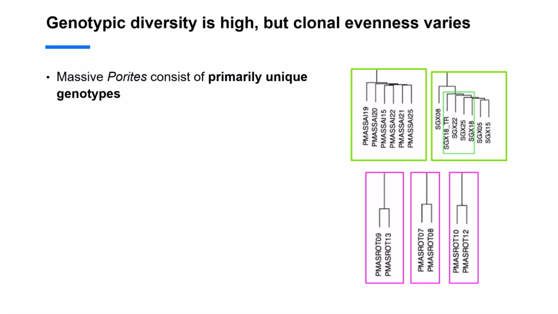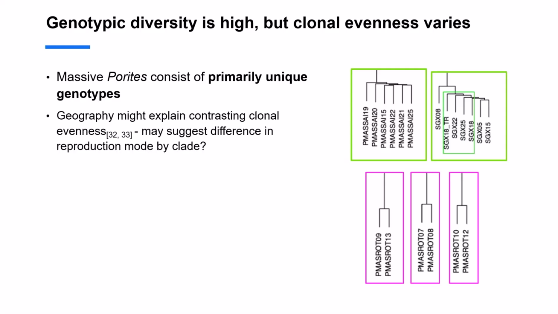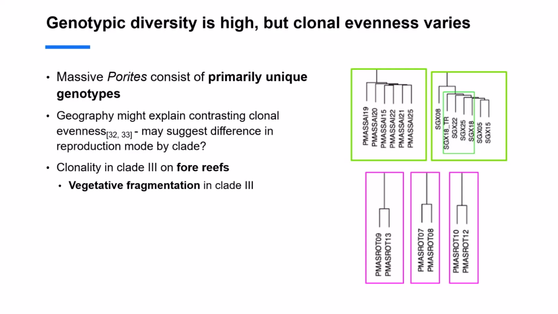So massive Porites do indeed consist of primarily unique genotypes. The difference that we're observing in the clonal topology might suggest differences in the reproduction mode that these clones are derived from by clade. Additionally, geography might be playing a role here. The examples I've highlighted here show clonality in clade 3 that's derived on 4 reefs. In this example, I suspect that the clones are probably derived via vegetative fragmentation, so a single colony breaking apart and then each of those fragments eventually regrowing. Even though that's uncommon, I do suspect that that's where these genotypes came from.